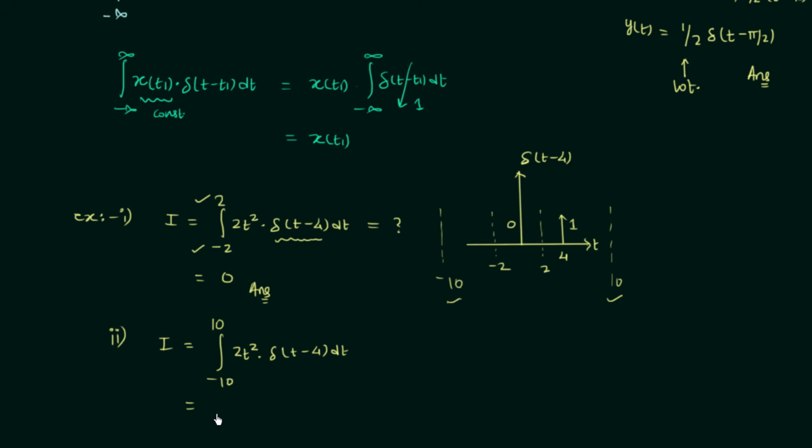The answer by using the 8th and 9th property is equal to xt1. t1 is equal to 4, and xt1 means 2 t1 square, or we can write 2 4 square, which is equal to 32. So 32 is the answer of the second question, and in this way we have a clear understanding of property number 9. Now we will discuss the next property, which is property number 10.